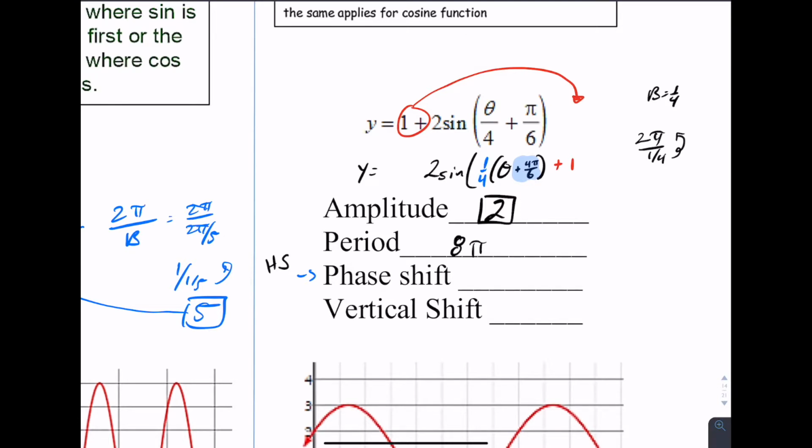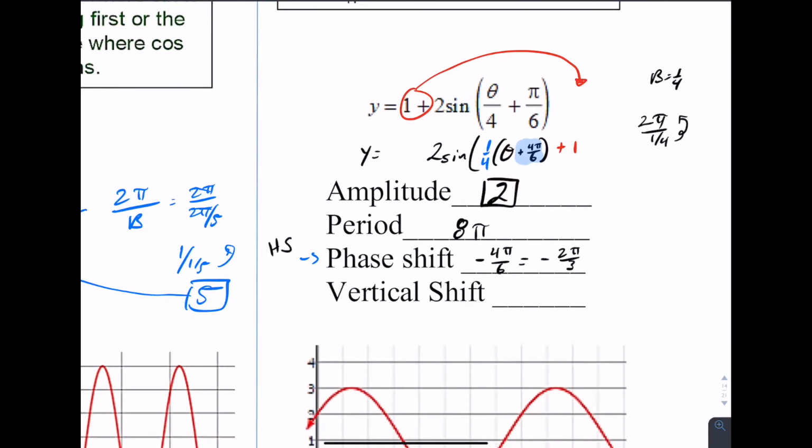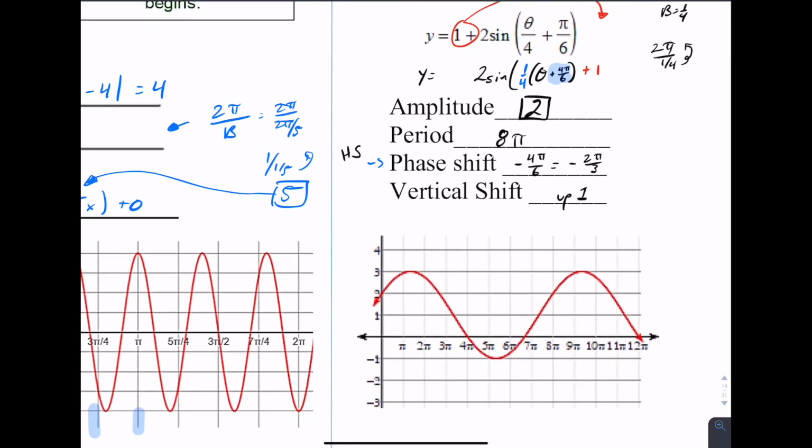inside, but because we're adding it, we're subtracting it. So minus 4 pi over 6. That can be simplified to -2 pi over 3. And then finally, vertical shift, up 1. Now we compare that to the graph, and yes, this graph has been shifted up 1.